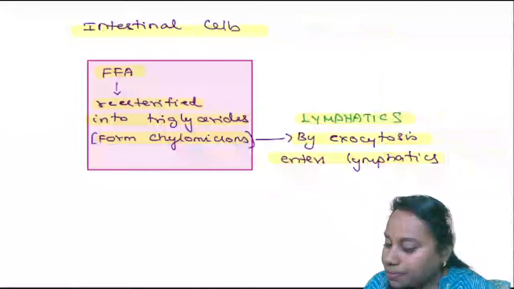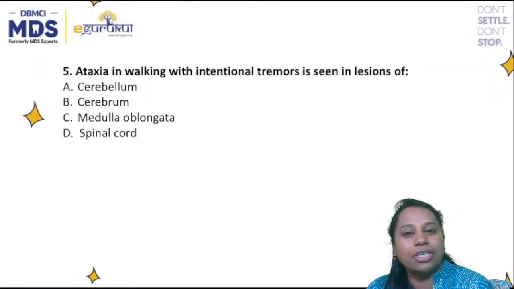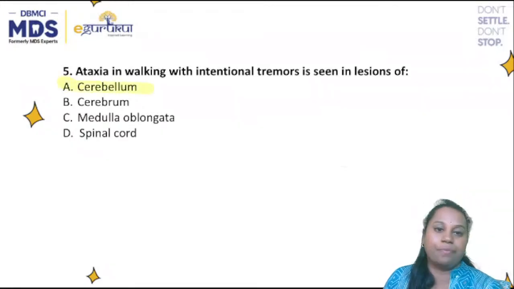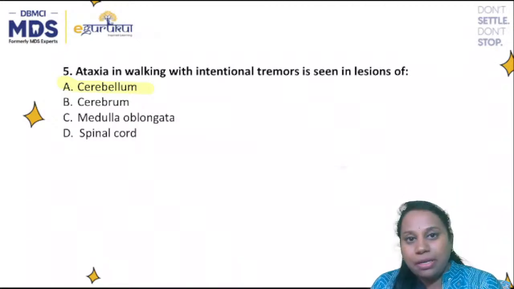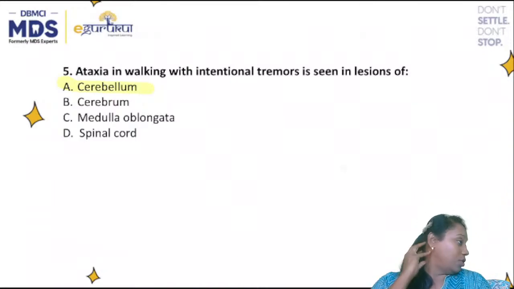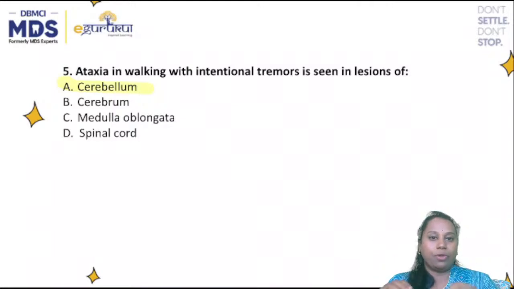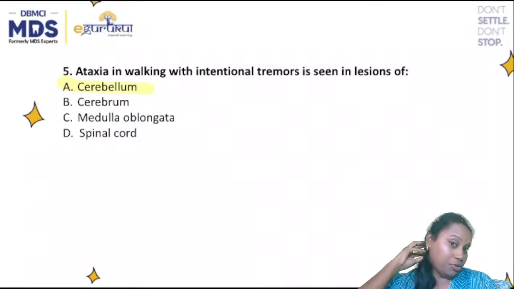Question number 5. Ataxia in walking with intentional tremors is seen in lesions of the cerebellum. What is the role of the cerebellum? Cerebellum has 3 major parts. Look at the location of the cerebellum. It is somewhere here, in between your motor cortex and all parts of the body below, located in the posterior part.